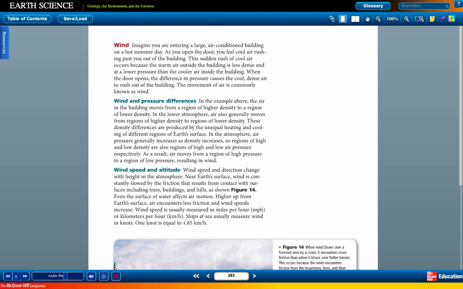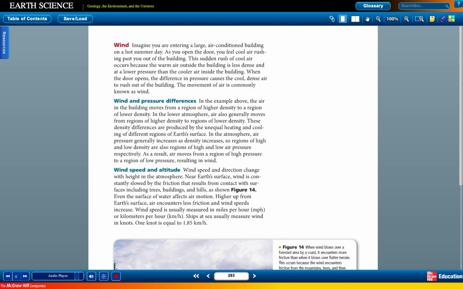Wind speed and altitude. Wind speed and direction change with height in the atmosphere. Near Earth's surface, wind is constantly slowed by the friction that results from contact with surfaces, including trees, buildings, and hills, as shown in Figure 11.14. Even the surface of water affects air motion. Higher up from Earth's surface, air encounters less friction and wind speeds increase.